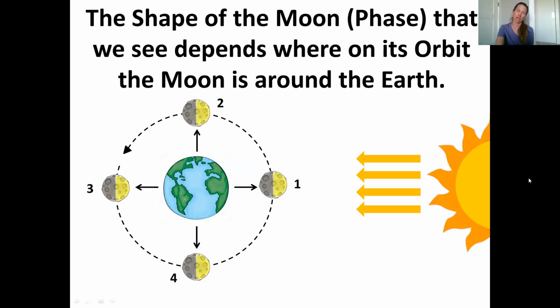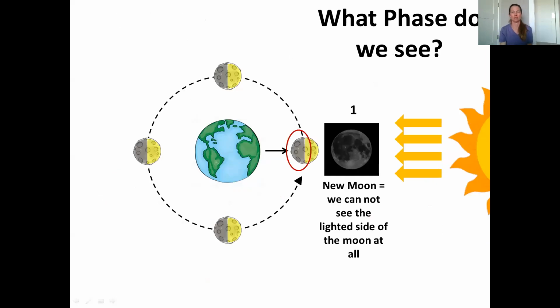Okay, we're going to look at 4 of these locations in the moon's orbit. 1, 2, 3, and 4. All right, let's start here with number 1. When the moon is sitting between the sun over here and the earth over here in sort of a direct line, or what would be seen as a direct line, the type of moon we see in the night sky is what we call a new moon.